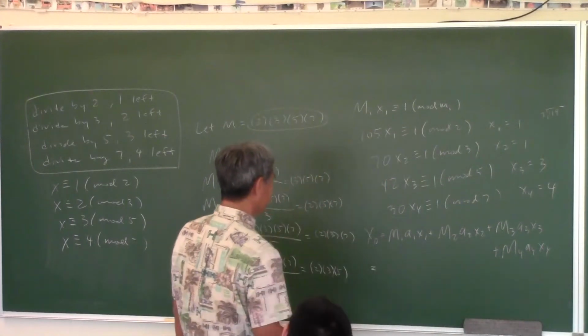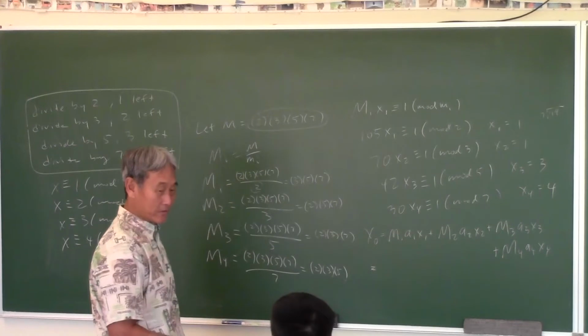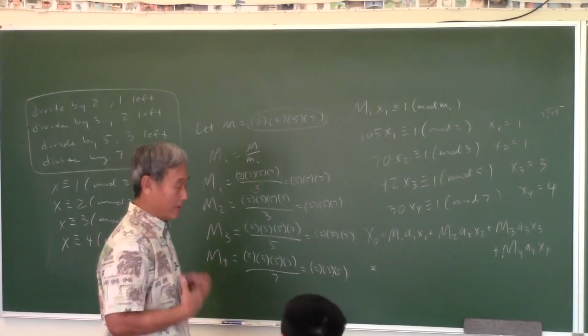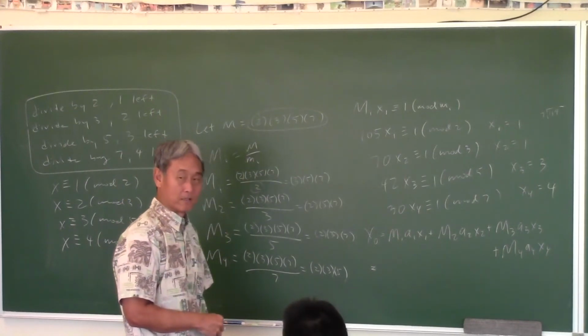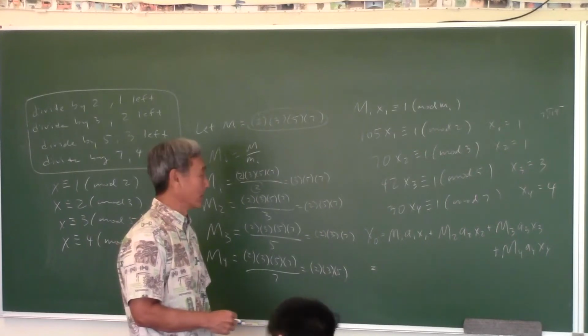What's M1? Tran, do you have a little bit of Chinese in you? Because the Chinese remainder theorem is just for Chinese people. Yeah, I'm actually Chinese. That's questionable.